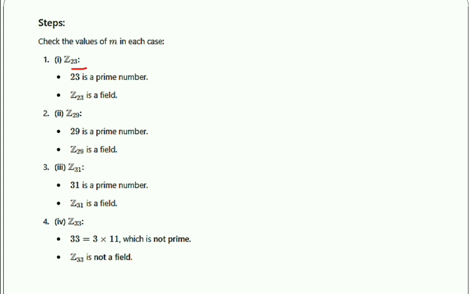Next, Z29. Here 29 is a prime number. Z31 is a prime number. And Z33 is not a prime number because it can be factored as 3 times 11. So that's why it is not prime. So the correct options are 1, 2 and 3. A field means it must follow addition and multiplication. Here these options are satisfying that, so 1, 2 and 3 are the answers.